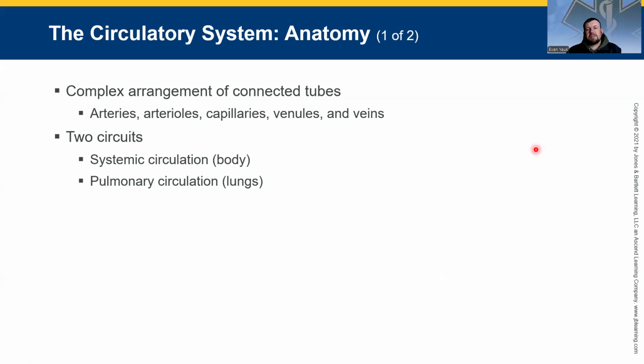The circulatory system, the anatomy: it's a complex arrangement of connected tubes. So we've got arteries, arterioles, capillaries, venules, and veins. There are two circuits. We have our systemic circuit, which carries blood to the body. Then we have our pulmonary circulation, which is to the lungs and from the lungs.